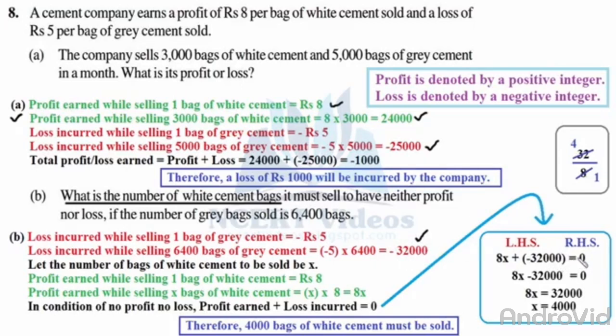So here is the rule: when things change side, that is move to right hand side, plus sign becomes negative, negative sign becomes plus. Here negative becomes plus, and it is 8x equal to 32,000. Again, here it is getting multiplied. When it goes towards right hand side, it is division. So 32,000 by 8. You can divide it. 4 8s are 32. Therefore answer is 4, and attaching 3 zeros to it, x equal to 4,000 bags. Therefore 4,000 bags of white cement must be sold in order to have no profit or no loss.